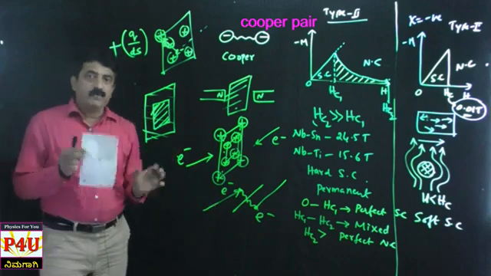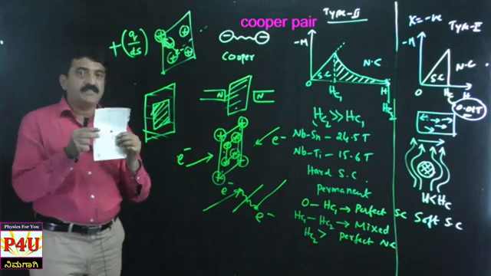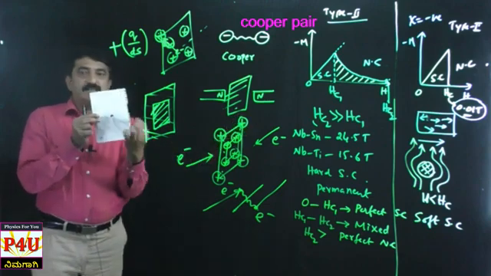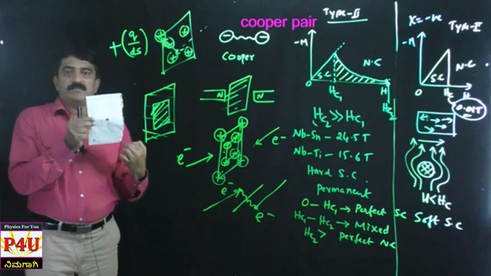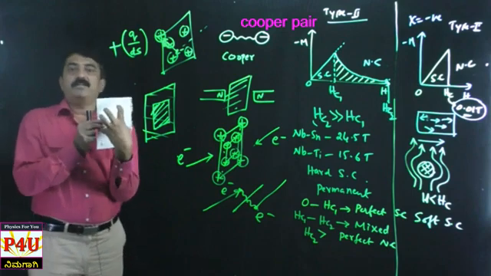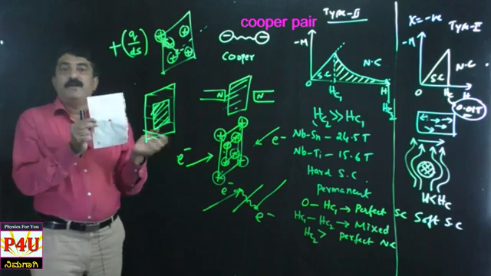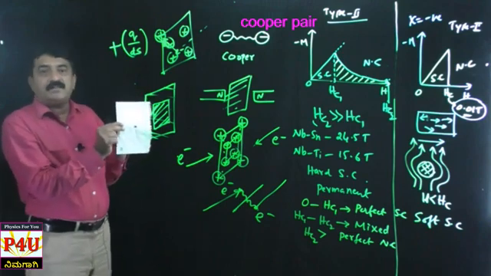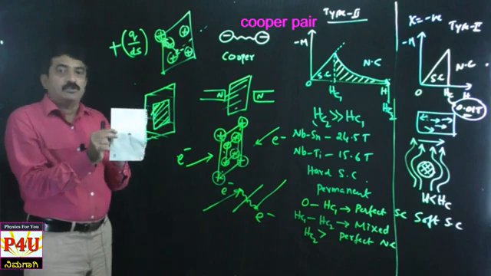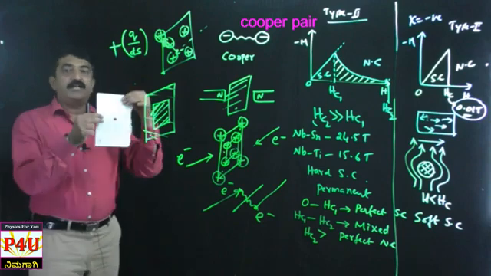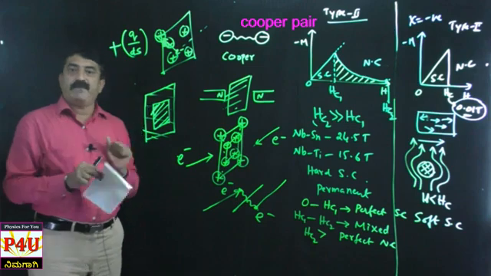I repeat in brief once again what is happening. When an electron is coming this side, it will pull all the positive charges. As a result, the positive cloud increases, density increases, so the electron will stop there. From the other side, when another electron is coming, it will also stop there. So both the electrons will give their energy to the lattice. That's why this lattice is vibrating.